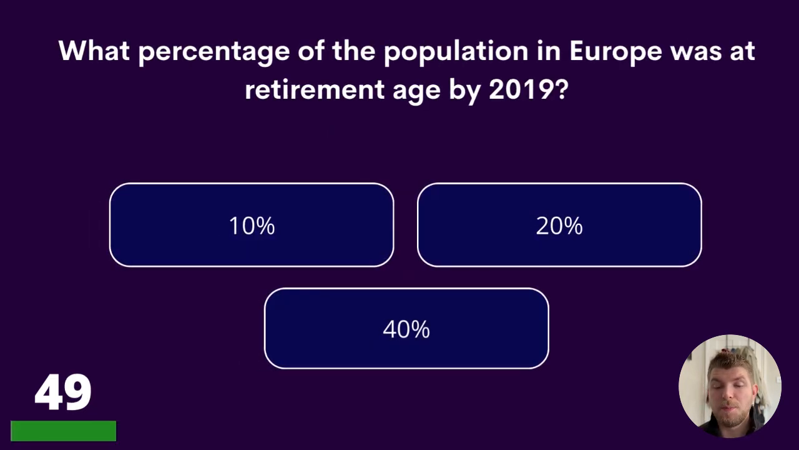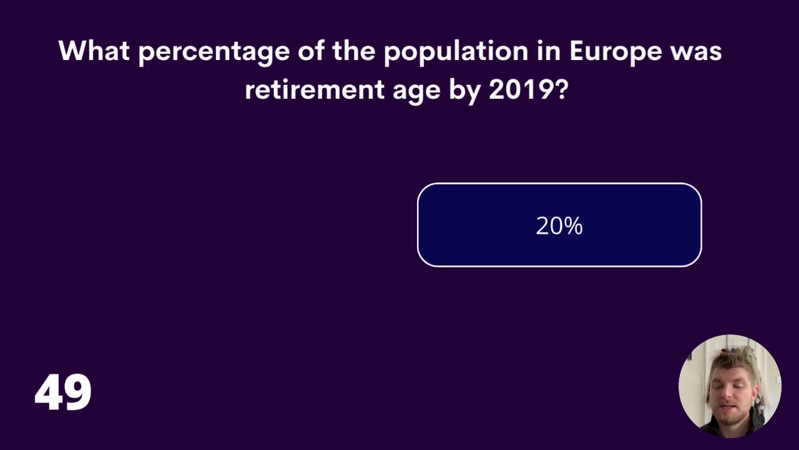49. What percentage of the population in Europe was at retirement age by 2019? 10%, 20%, or 40%? The answer is 20%.